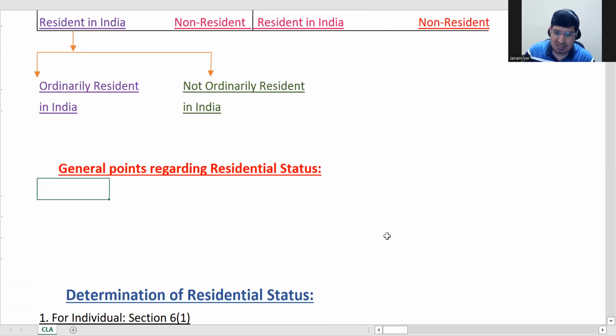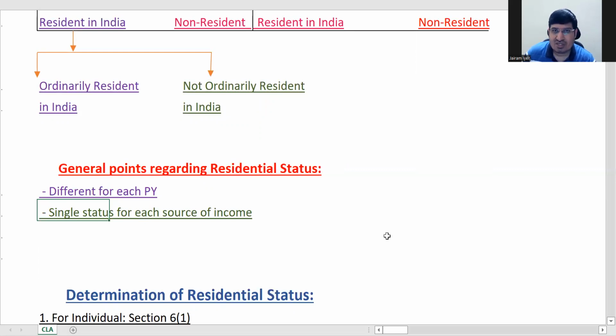Now we'll see some general points. It is different for each previous year, right? It's possible that a person was staying in some other country and now he has returned to India, now he is permanently in India. So his residential status will change. So it can be different for each previous year. You have to compute it every year. Once you get one residential status, if I am saying you are a non-resident for previous year 21-22, for all sources of income you will be an NR only. You cannot have different status for different incomes. So for 1 year, just one status you will get: resident, non-resident, ordinarily resident, not ordinarily resident, whatever it is, that will stay for all incomes for 1 year.